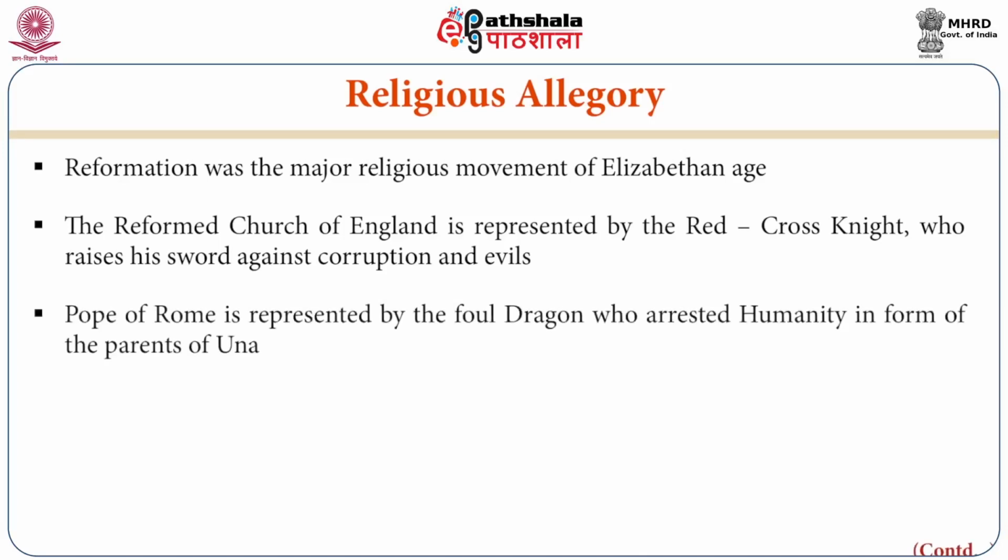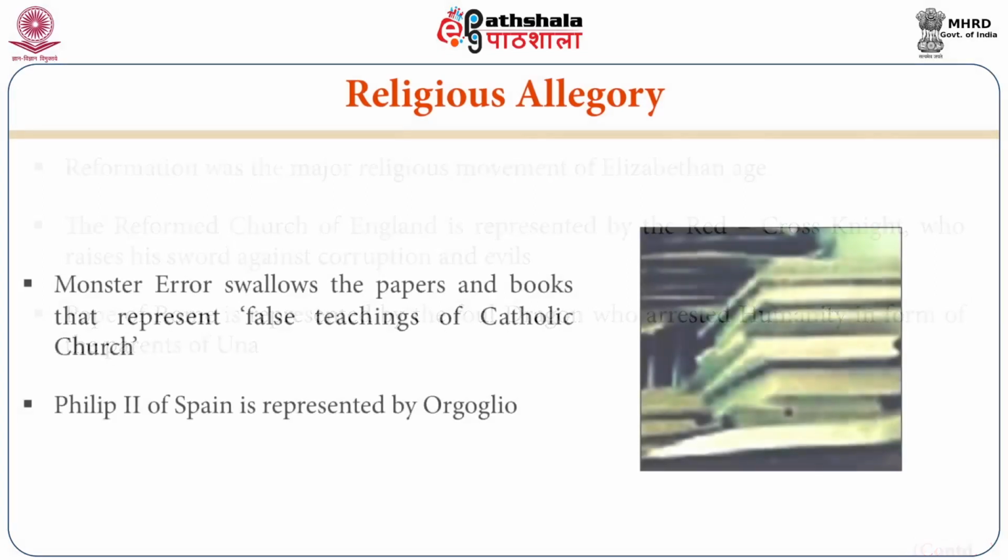The Pope of Rome is represented by the foul dragon who arrested humanity in the form of the parents of Una. This clearly indicates the symbolic overtone that has been attached to it. Monster Error swallows the papers and books that represent false teachings of the Catholic Church. The very incident and its representation is contextually symbolic. Philip II of Spain is represented by Orgoglio, and you understand the connotation exceptionally well.